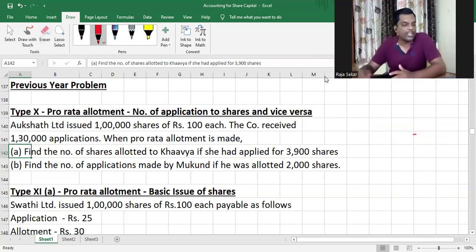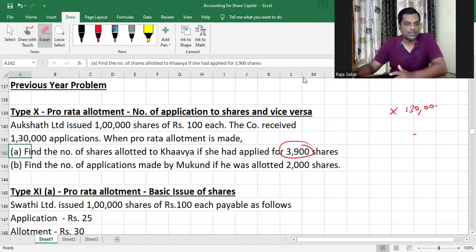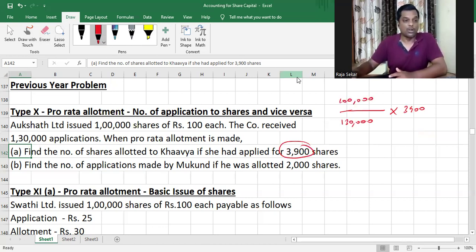The other way you can solve it is, now they've given the total number of applications made by Kavya in the first question, right? So what do we do? Whatever is given, we multiply and write. So for Kavya, they've given 3,900. This 3,900 is the total application. So if total applications has been given, in the denominator we write the total applications. And what do we have to find? The number of shares allotted to Kavya. So in the numerator, we'll write the total number of shares. And then we cancel.